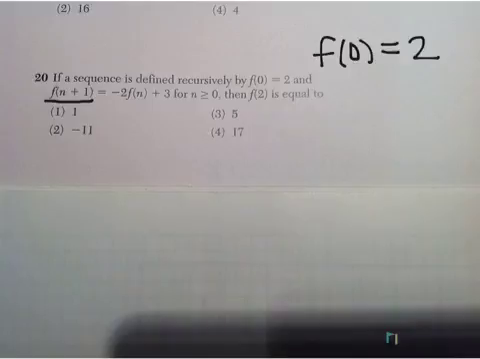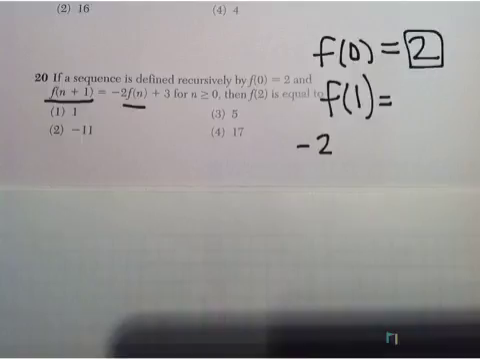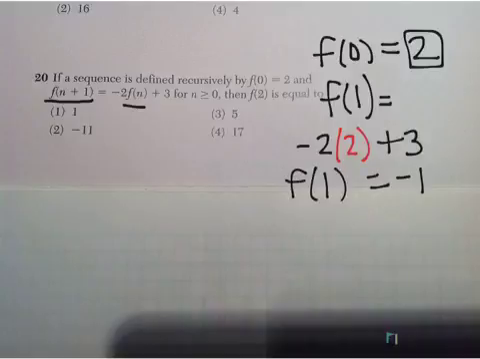So if you're finding f of 1, the next term, you're going to take the term before it, f of n, and multiply that by negative 2. So you're going to take negative 2 first, multiply it by the term before, which in this case is 2, and then add 3. This will end up giving you a negative 1. So that means f of 1 is negative 1.